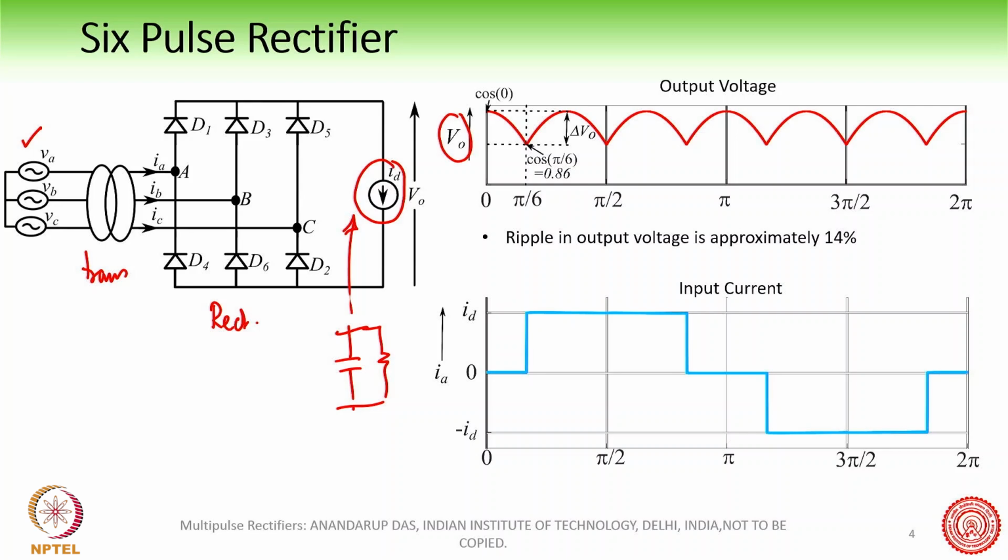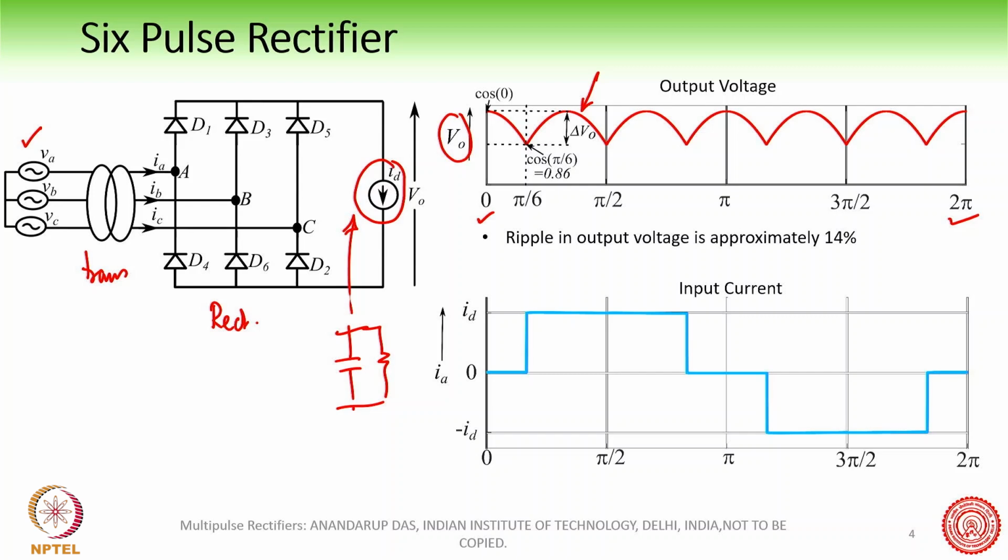Now, how does the output voltage waveform look? Typically, as you know, it consists of the 6-pulse rectifier output, which means that we have 6 lobes in one cycle. Here is the one cycle which I have drawn, and there are basically 6 lobes in the output voltage.